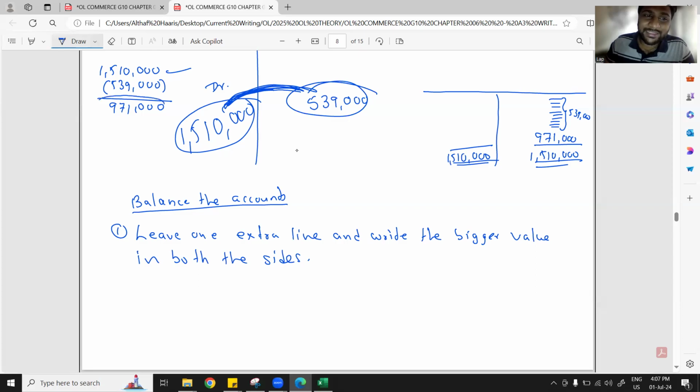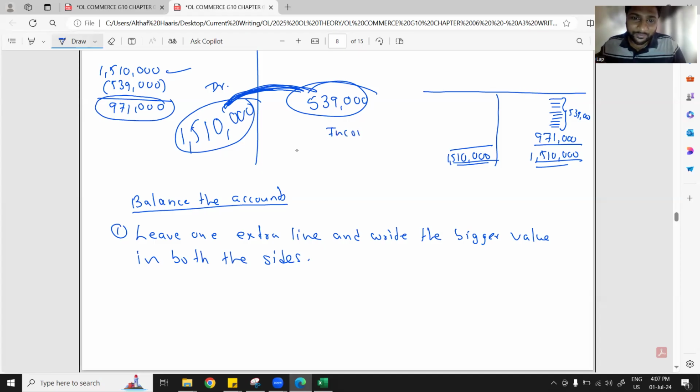Then what is this 971, people? Understand? You got 1510. From that, money went out 539. End of the year, inside your pocket, you have 971. Money came in 1510. Not profits. We learn profits wrong. Profits is a wrong word. Profits means income minus expense.